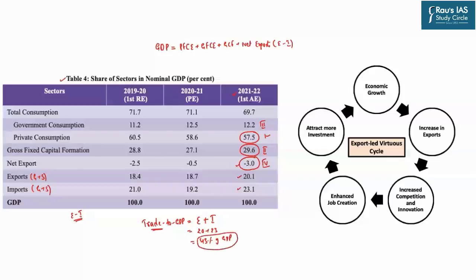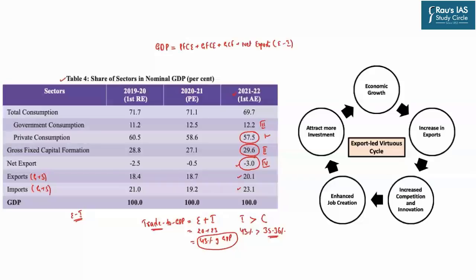Now what is surprising here is the trade to GDP ratio of India. This is actually much higher than the trade to GDP ratio of China. For India, it is around 43%. For China, way back in the year 2018-19, this was around 35 to 36%. So even this particular aspect becomes important as far as your prelims examination is concerned.